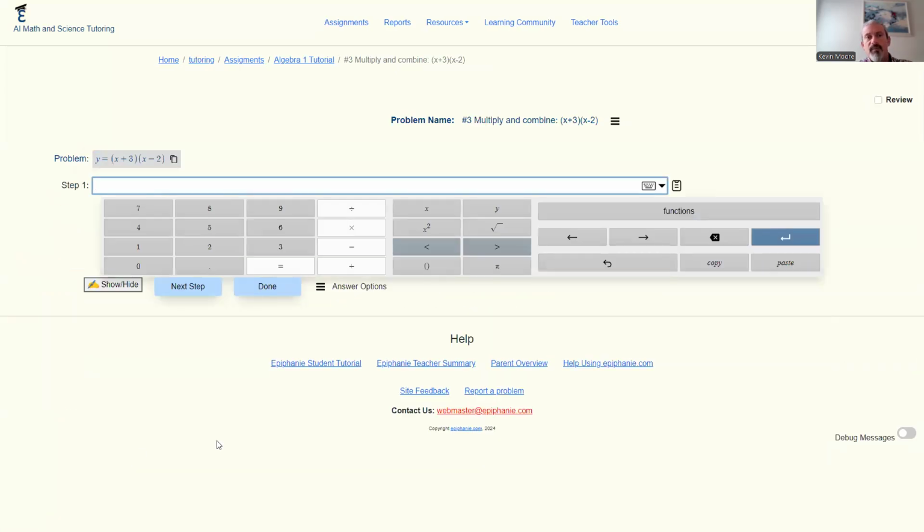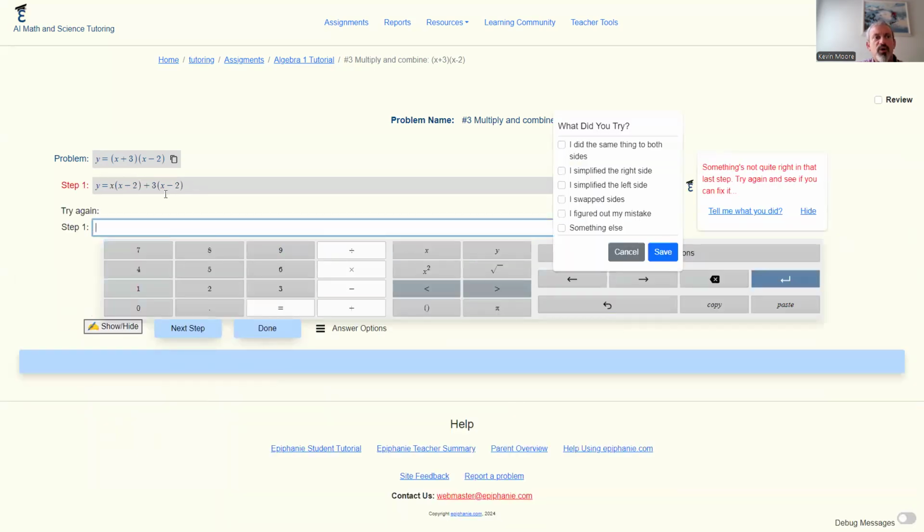It's a FOIL problem. It might be a problem where a teacher asks you to multiply and combine the terms for x plus 3 times x minus 2. Since we have to have an equation, we're going to set another variable, y, equal to that expression, and use that to simplify it. The same thing would work for factoring or simplifying or expanding other types of expressions as well. So my first step, I'm going to do this a little differently and say y equals x times x minus 2 plus 3 times x minus 2, and hit enter.